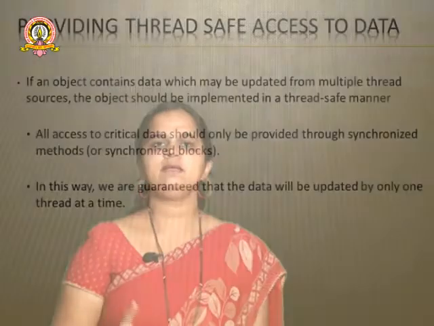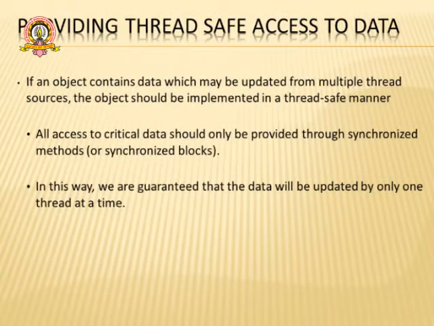So how do we provide safe access to the data? Safe access to the data is given by declaring the methods synchronized, or otherwise declaring the class as synchronized. By that we can ensure that there is the least chance of inconsistency and the least chance of deadlock occurring. We know that one thread is waiting for one resource and the other is waiting for the other. If a cycle occurs like this, deadlock occurs. To avoid all such things, I can make my methods or class synchronized.